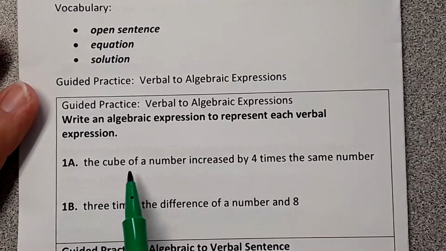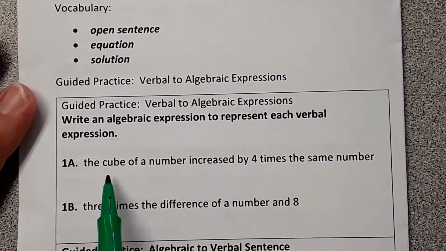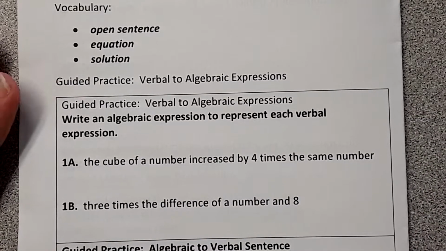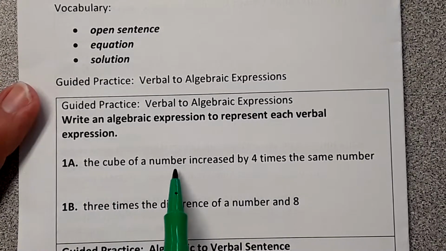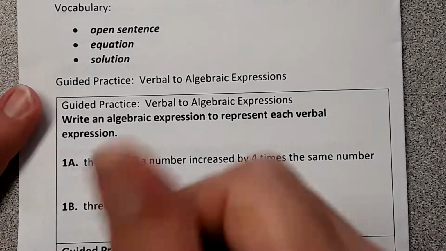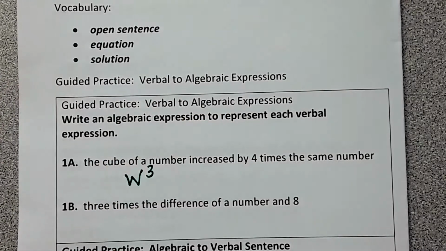So the cube of a number increased by 4 times the same number. So what does cube mean? Does anybody remember? It has an exponent of 3. So the cube of a number. So you can use any variable. I'm going to use W cubed. So a number cubed, basically.